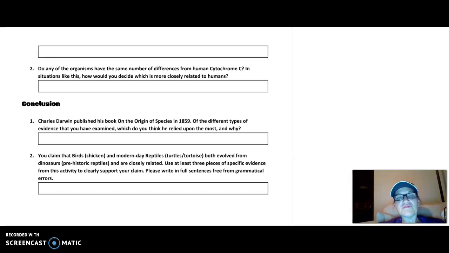You're going to go back to, is it the fossils you are going to use? Are you going to use comparative anatomy? Are you going to use the embryos? And are you going to use the cytochrome C? Go ahead and make sure that you include 3 pieces of evidence that support your claim. Birds and modern day reptiles both evolved from prehistoric reptiles, or birds and reptiles are closely related. What's your evidence to support that?